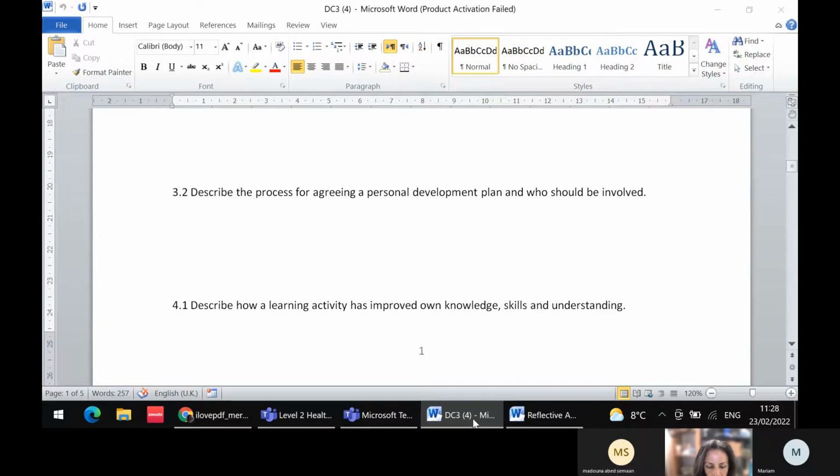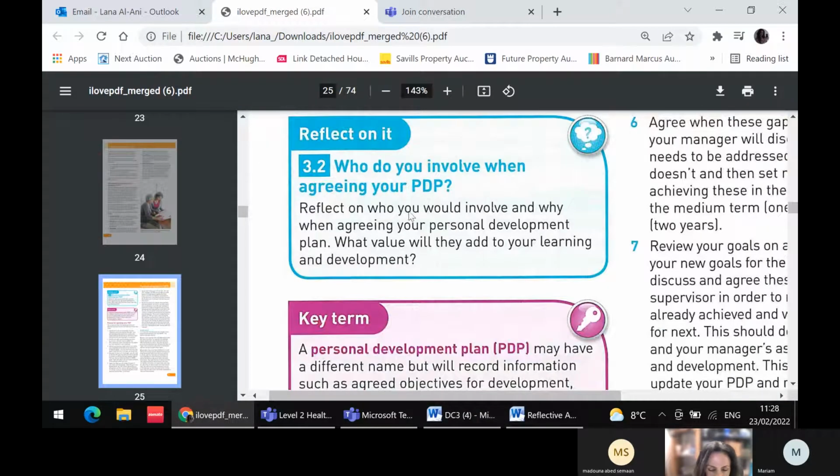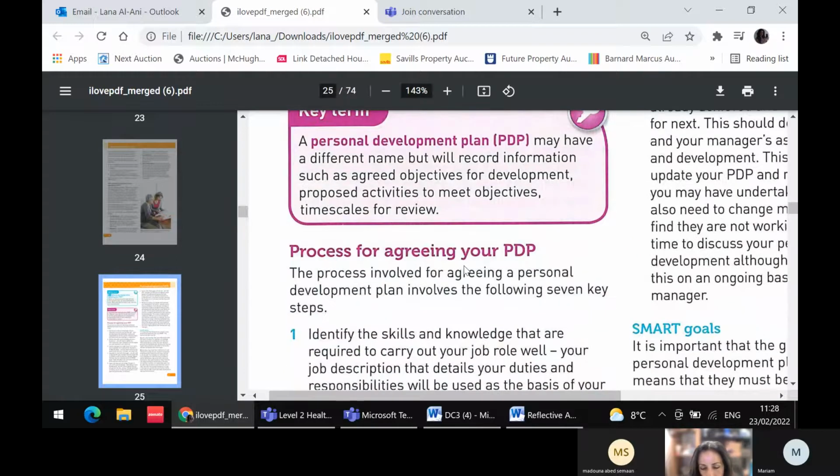So first of all, who should be involved? Reflect on who you would involve and why when agreeing on your personal development. So who do you think should be involved in your personal development? Obviously, it's you and your manager. It's between just you two. Your personal development is not related to anyone else. Okay? So for you, the one who should be involved is your manager.